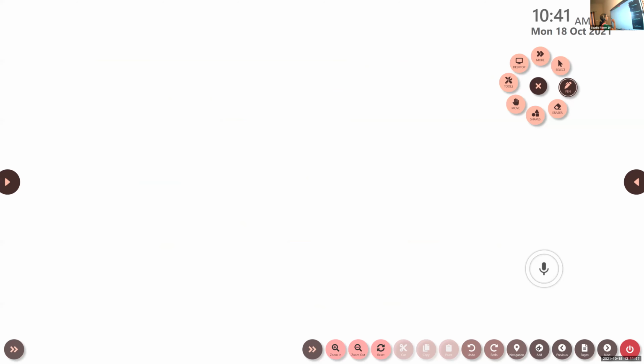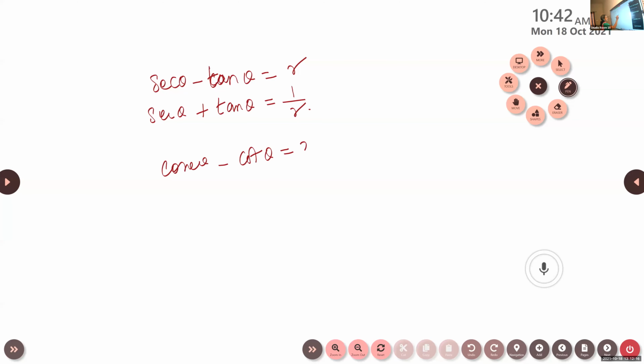Now answer this question. If sec theta minus tan theta is r, what will be sec theta plus tan theta? 1 by r. If cosec theta minus cot theta is equal to x, what will be cosec theta plus cot theta? 1 by x. Is it clear? Note this down. Don't write steps and steps. Within 2 steps you will get the answer if you are using the identity.